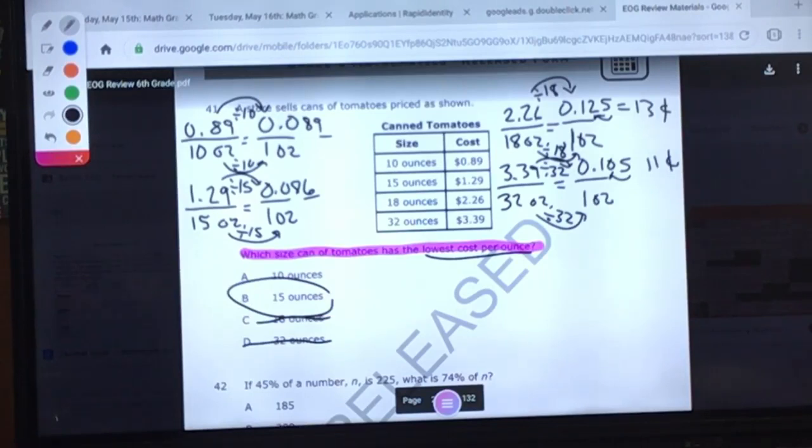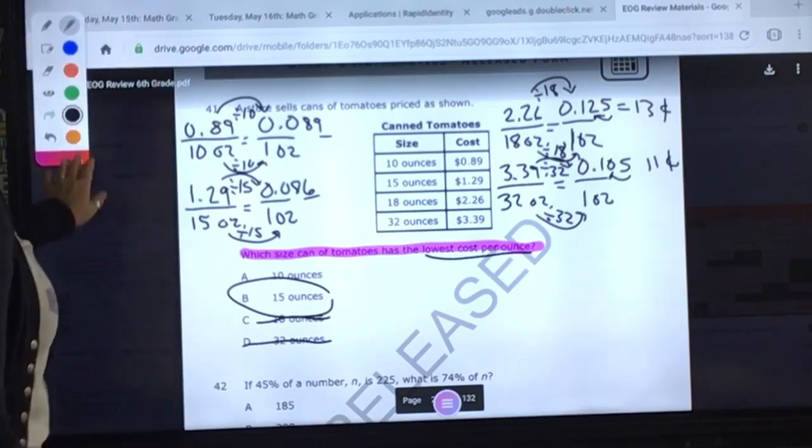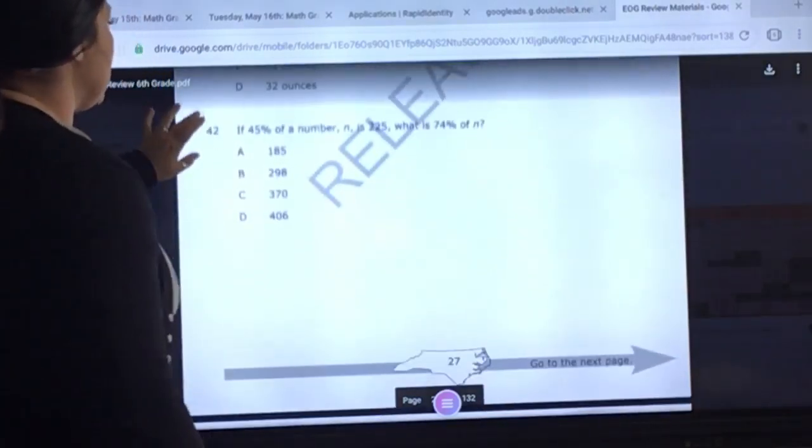How many of us got that one right? You have a calculator in your hand. At this point, every single hand should have been up. Isaac's not here this week, so it's just Emma, so that's fine. Alright, go to number 42.